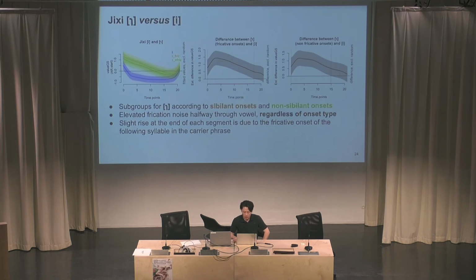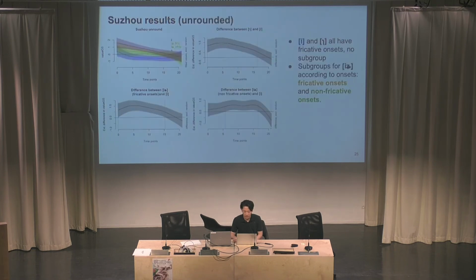The Jixi apical vowel, however, is very different from the high vowel E. We can see from the fitted values that frication noise can go halfway through the apical vowel regardless of the onset type. That is to say, after both sibilant and non-sibilant onsets, the apical vowel contains significantly more frication noise than the high front vowel E. These results suggest that the frication noise is inherent and not from the sibilant onsets.